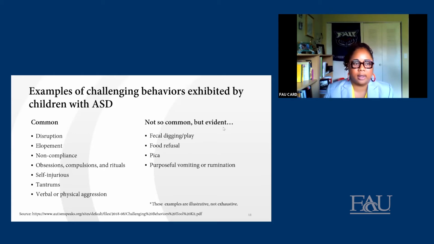Elopement, or running away, or avoidance of certain activities that they simply don't want to do. Non-compliance, that could be overt non-compliance or covert non-compliance. Children exhibit obsessions, compulsions, and rituals. So we might see some stereotypical behaviors such as the flapping and eye batting, fixated interest on specific routines. You might see detrimental aversions when those routines are violated. Self-injurious behaviors you will see quite often as well.